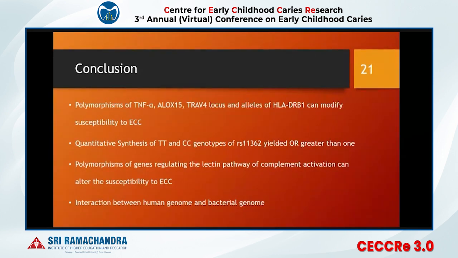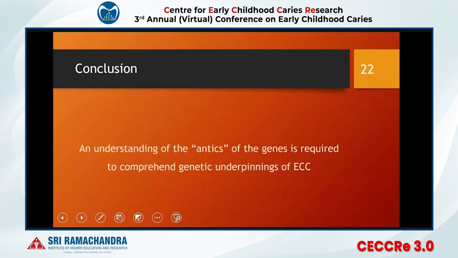So to conclude, polymorphisms of tumor necrosis factor alpha, T cell receptor alpha variable 4, lipoxygenase 15 and human leukocyte antigen DRB1 can modify the susceptibility to ECC. Also, the genetic variants of genes regulating the lectin pathway of complement activation can modify the susceptibility to ECC. Interaction between these immune response genes and the bacterial genome is dynamic, and one really needs to understand the antics of these genes to better understand the genetic underpinnings of early childhood caries.